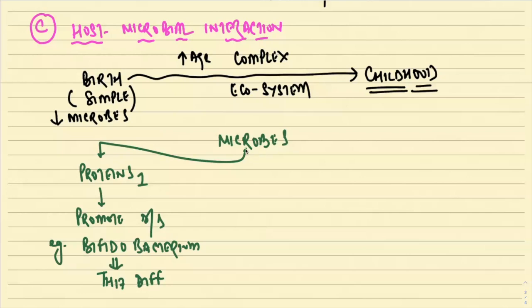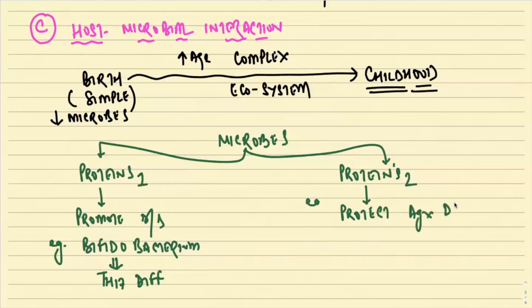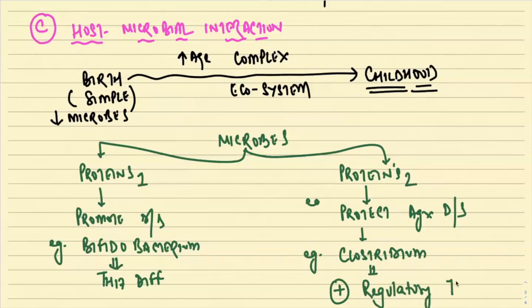This is one. There are certain microbes which are also releasing certain other proteins. For example, they're releasing protein type 2. Now, these proteins might protect against the disease. They provide protection against the disease. That means this protein reduces the incidence of inflammatory bowel disease. How? For example, we have Clostridium. Now, this Clostridium organism stimulates certain T cells which are regulatory in nature. They stimulate regulatory T cells.